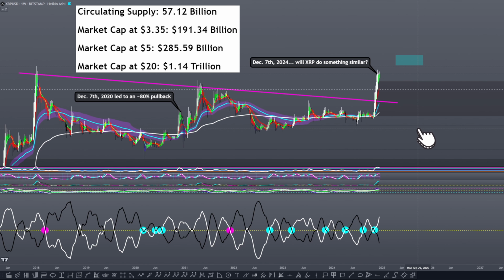Now, I went over XRP in a dedicated video recently, showing how on December 7th of 2020, it led to an 80% pullback after a borderline vertical impulse in price during the early stage of the bull market back then. And we saw something almost exactly the same recently, where we're seeing the first borderline vertical parabolic impulse from, like I said, 50 cents to almost $3. And it just so happened to locally top out on December 7th of 2024, 4 years later.